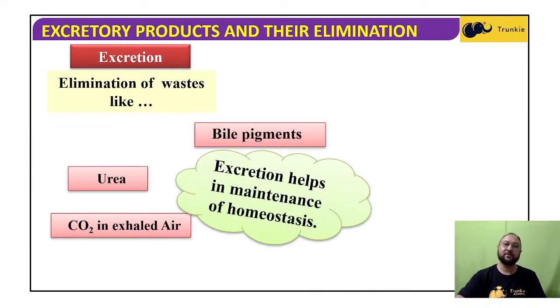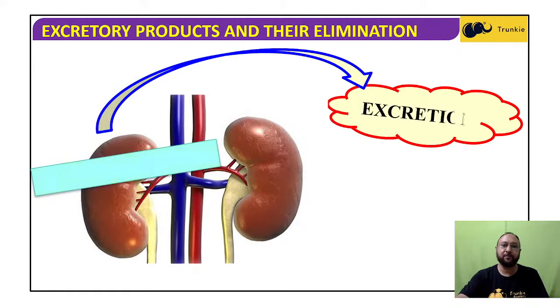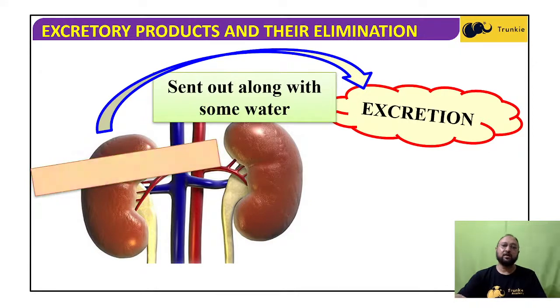Excretion helps in maintenance of homeostasis also. It's not only about removing the urea. It's also important to maintain homeostasis. Maintaining homeostasis means we are talking about maintaining uniform environmental conditions inside the body. That's called homeostasis. So excretion also helps in maintaining the homeostasis. So removal of waste like urea, carbon dioxide in exhaled air, and biopigments comes under this. Now, they are sent out along with some water.